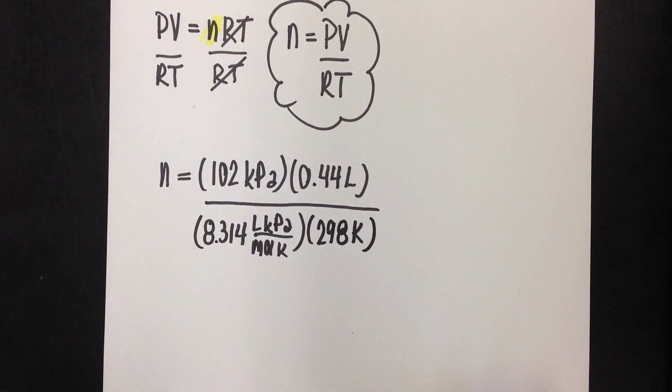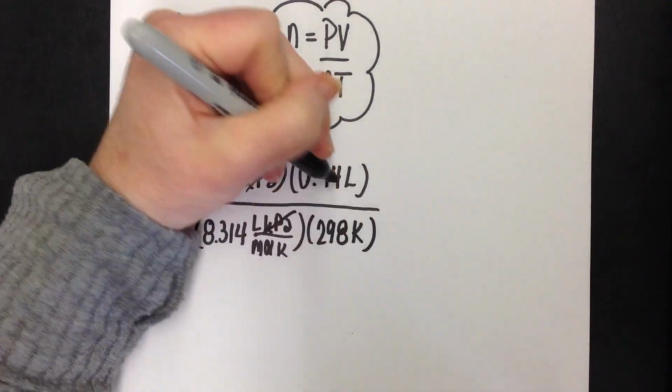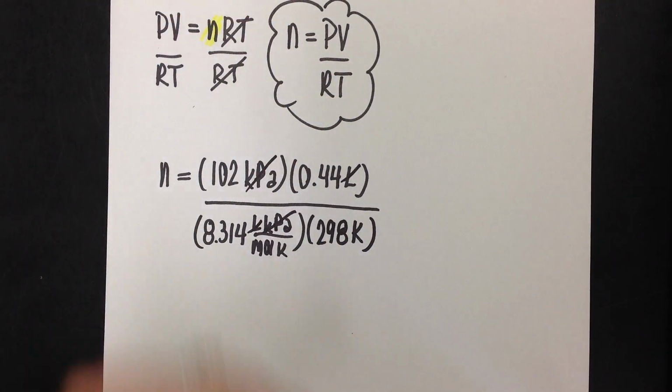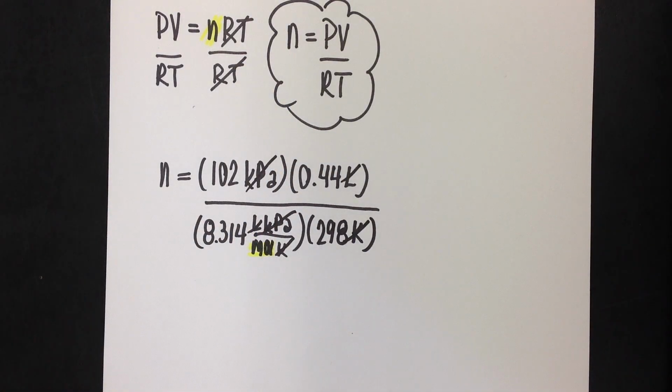So let's make sure things cancel. I can see the kilopascals will cancel. The liters will cancel. The kelvins will cancel. And that leaves me with one unit not canceling, and that would be moles. That is good news because moles are what I am solving for in this problem.